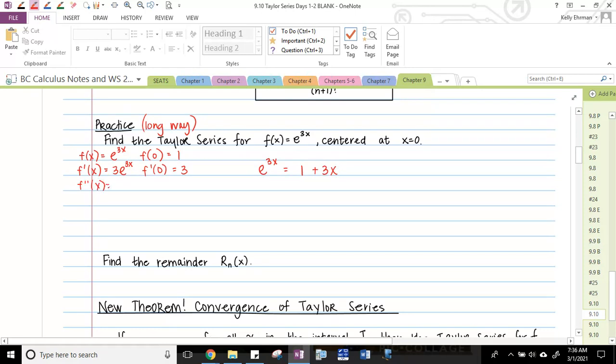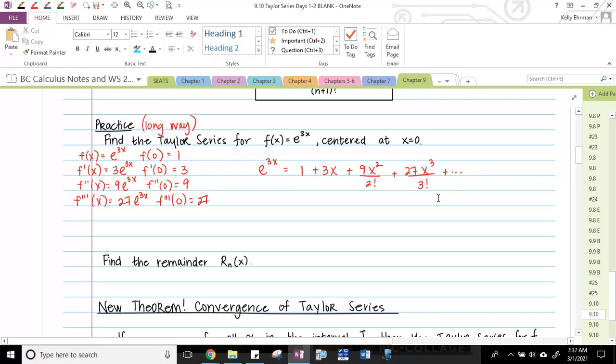Second derivative would be 9e to the 3x. Evaluated at 0 is 9. So plus 9x squared over 2 factorial. Let's do one more. Third derivative would be 27e to the 3x. Evaluated at 0 would be 27. So plus 27x to the third over 3 factorial. There's no need to simplify. Even though 27 over 3 factorial could reduce, we're not going to. So I'm just going to write plus dot dot dot.